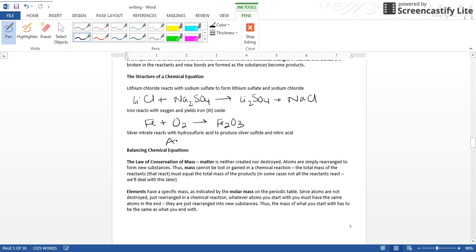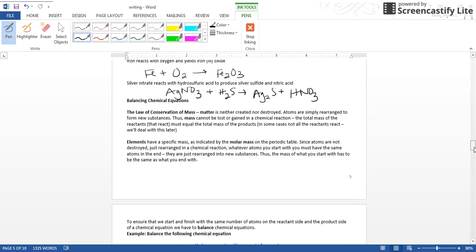Silver nitrate reacting, so silver nitrate is AgNO3, reacting with hydrosulfuric acid, that's H2S. It's going to produce silver sulfide, so Ag2S, and nitric acid, which is HNO3. Okay, so first step, just learning about how to write these out. Whenever you see forming, you're using arrows. If they're two of the same thing, so two reactants or products, you're going to use addition signs.